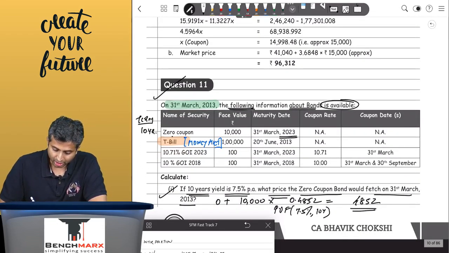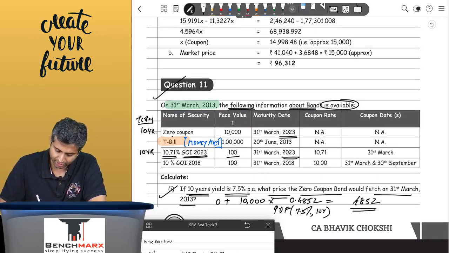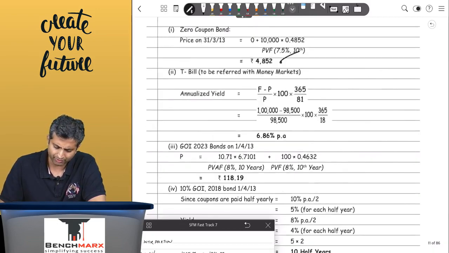Second, a 10.71% GOI 2023 bond with a face value of 100. Maturity date is 2023, so that is again 10 years away. 10.71% and coupon is paid every year. Okay, so what do I have to do again?